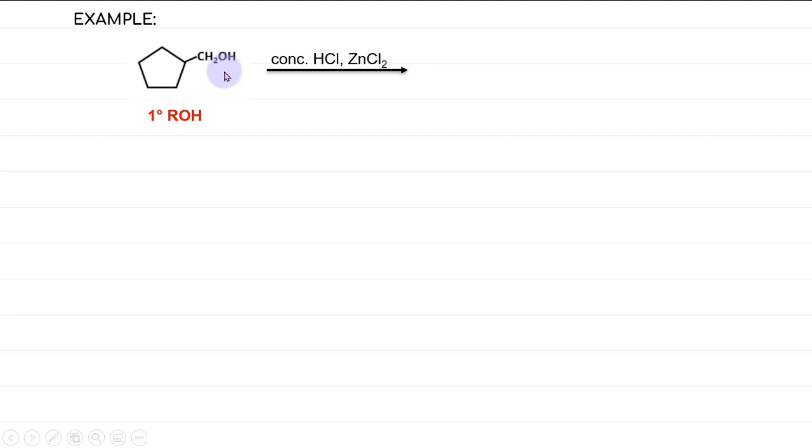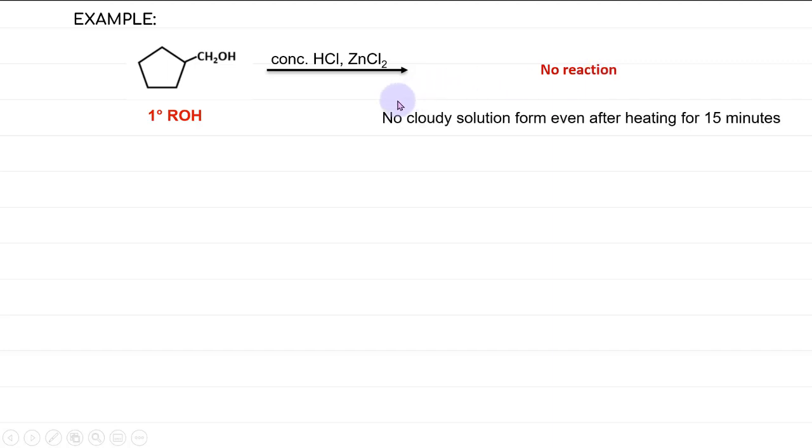This is a primary alcohol. So when you react with this Lucas reagents, there will be no reactions. Okay, and then the observations, no cloudy solutions form even after heating for 15 minutes. So it doesn't matter if it is at room temperature or after heating, you will not get any products. So primary alcohol, a negative result.